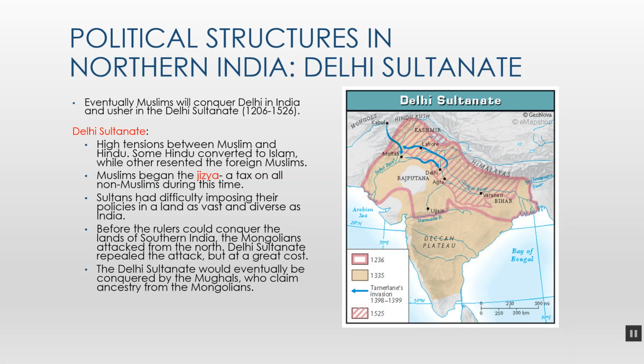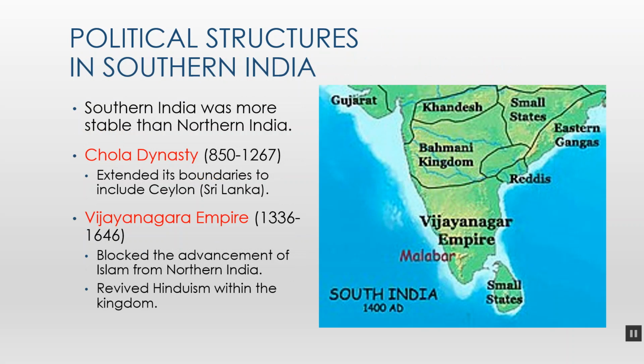As a result, the Delhi Sultanate will eventually be conquered by the Mughals, who, ironically, claim ancestry from the Mongolians. And so that's for northern India. What's going on in southern India? Southern India is a little more stable. You have the Chola dynasty, and it extended all the way down to this area here, Ceylon, or modern day Sri Lanka. And then you have the Vijayanagara, try saying that three times fast, empire. What the Vijayanagara Empire did is it blocked the advancement of Islam from the Delhi Sultanate.